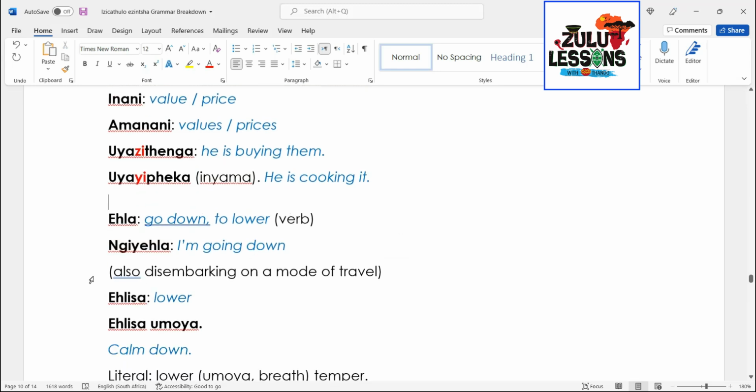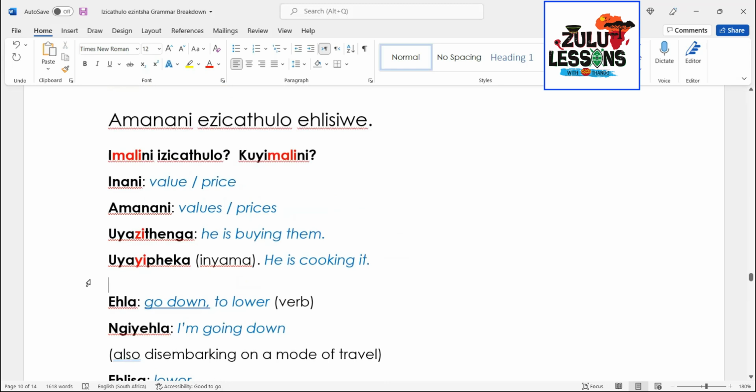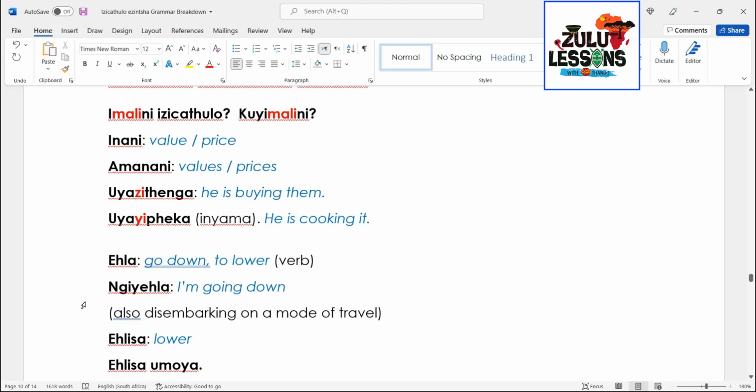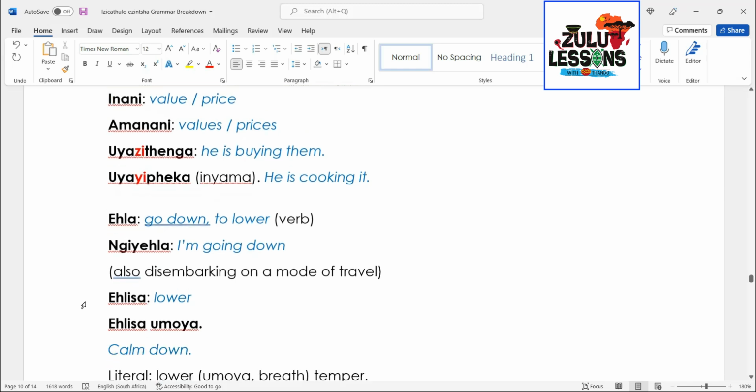Ehla, that means to go down. It's a verb and it means to go down. So to reduce, to lower something. So as you see, our sentence is saying amanani ezicathulo ehlisiwe. So ehla, to go down. Ngiyehla, do you hear that? I'm going down. So you can also be saying ngiyehla in a taxi, for example. If you need to tell the driver in a minibus taxi that you want to jump off at the next stop, you would say ngiyehla.